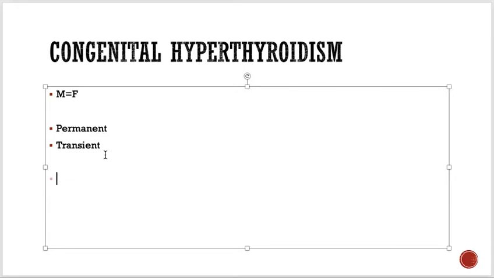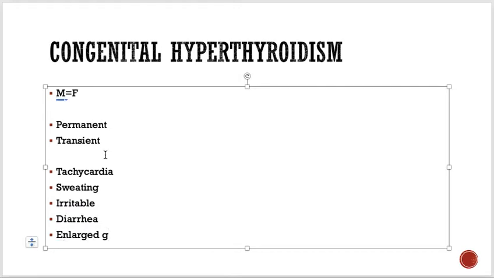Okay, so now the features of hyperthyroidism in babies, of course, will be the same as in adults. They are going to have tachycardia, as well as sweating. Okay, these are the features which are the same as in adults. They are irritable, and they may have diarrhea, same as adults. When you feel their palms, they could be sweaty. And you may find a goiter or an enlarged gland in these babies on examination, of course.